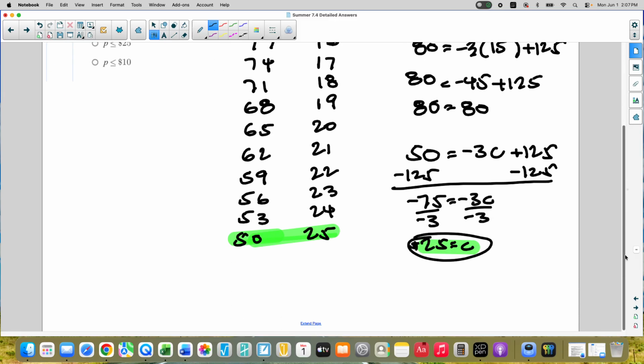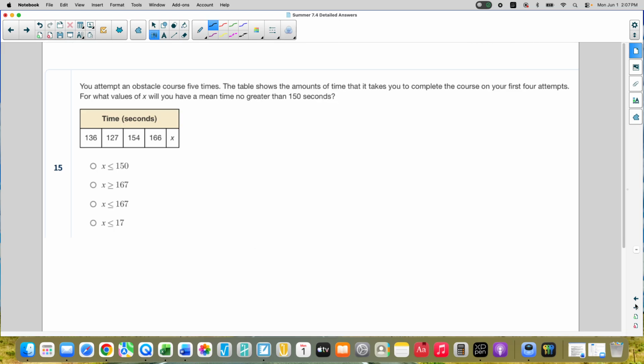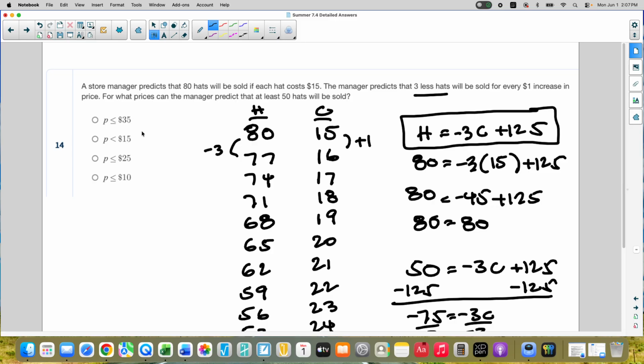So you could do an equation. So if we do that, that gives, no, we're done. That's a good one. We got it. Oh, and so what was here, it is: for what price does the manager predict 50 hats? So my price must be less than or equal to $25. That would be the answer.